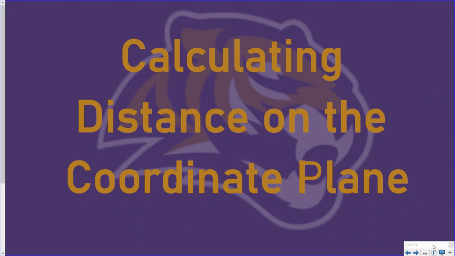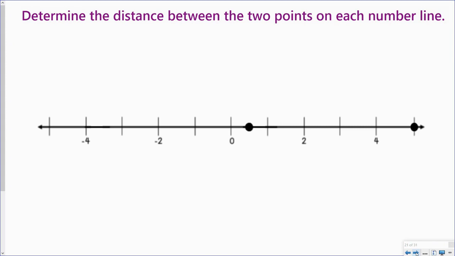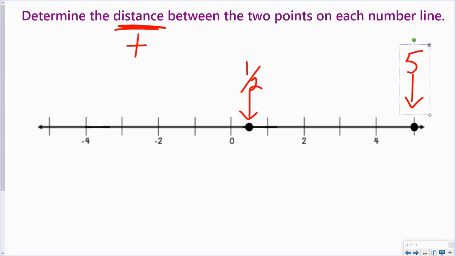In this video, we're going to take a look at calculating distance on the coordinate plane. So first, we're going to start with a number line. And again, distance is always positive. So when I get my final answer, it is going to be a positive amount. So if you look here, my first dot is at 1/2. And if you see, my second dot is at 5. And I want to know the distance between these 2 points.